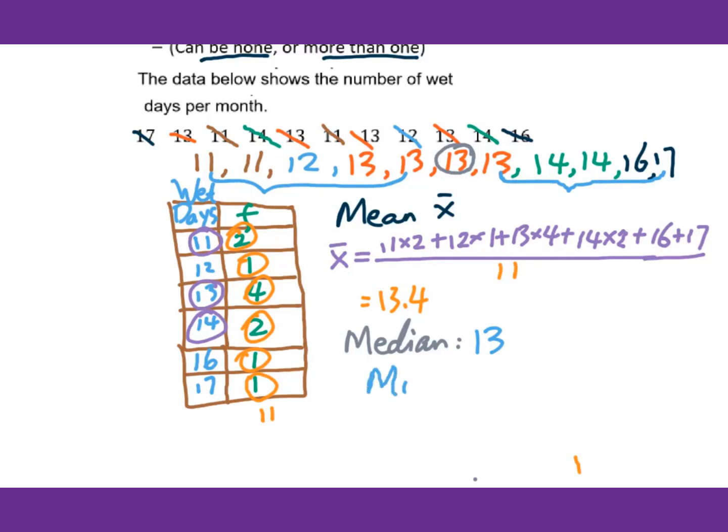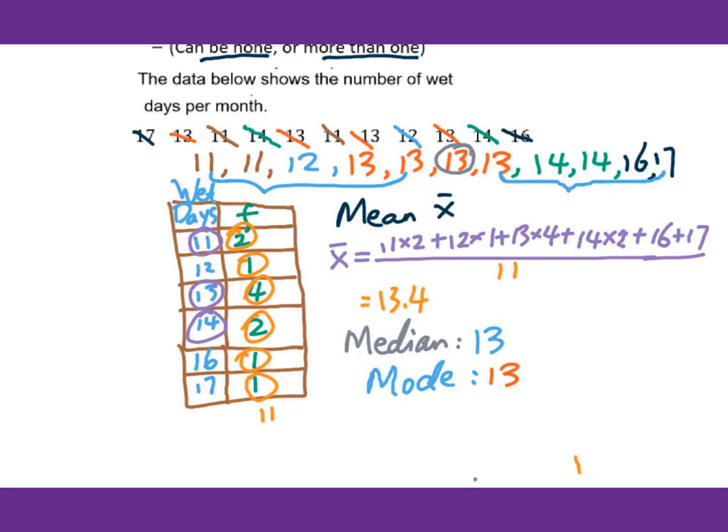For the mode, that means appears most. From the list of the data or from this table, we can see 13 appears 4 times. So 13 will be the mode.